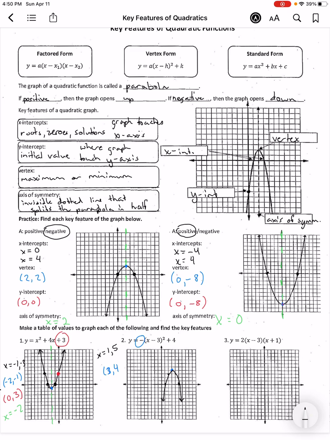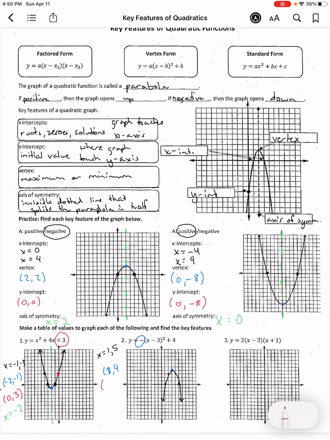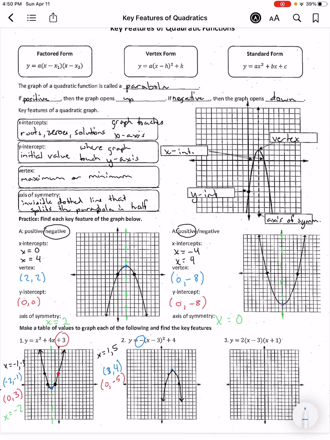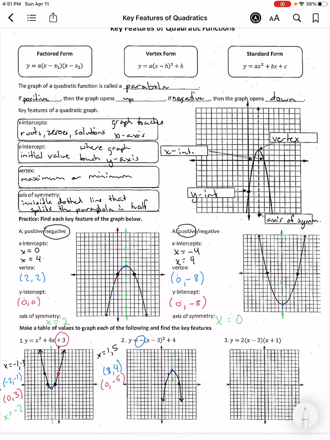All right, then we can't really see it. It kind of goes out of the way. I didn't quite curve it correctly, but my graph has a y-intercept of (0, -5). All right, so we've got those points. And then lastly, we just need to come up with our axis of symmetry. And again, that would be a dotted line like so. And so that would be x equals 3. And again, my vertex in this case would be a maximum.